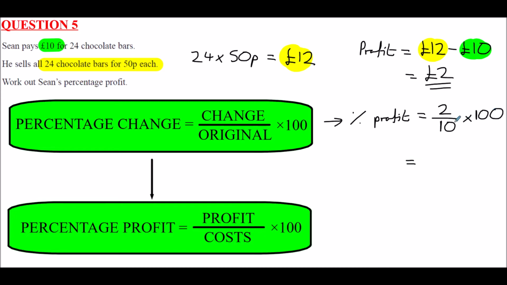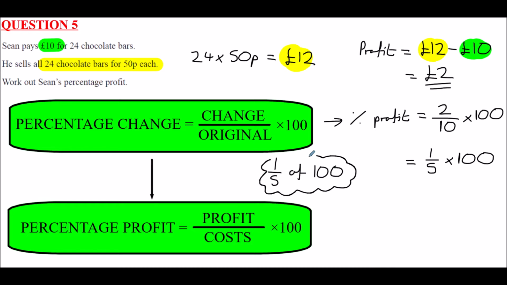So what I'd suggest we do is simplify this fraction down. So 2 over 10 is the same as 1 over 5. And we times that by 100. 1/5 times 100 is the same as 1/5 of 100. So all we need to do now is to find out how many 5s go into 100. We do 100 divided by 5, which gives us 20%. The profit he makes is 20%.